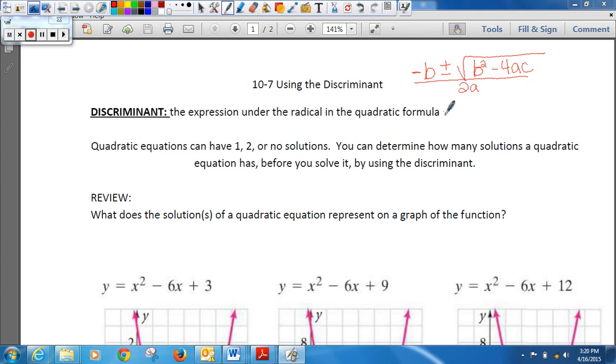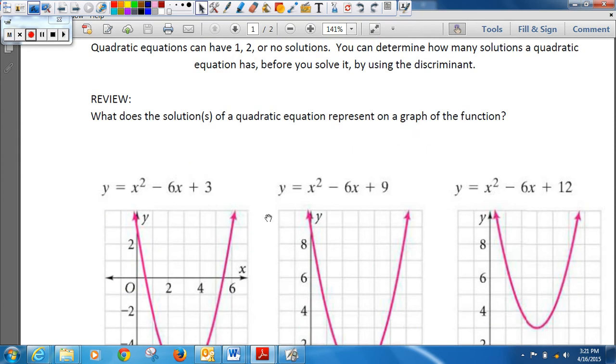The discriminant part is only the part that's under the square root. So it's the b squared minus 4ac. And the reason why this gives us the number of solutions, we'll talk about that in just a minute. I don't want to give it away. So quadratic equations can have 1, 2, or no solutions, and you can determine that by using the discriminant. And we'll talk about why here in just a minute.